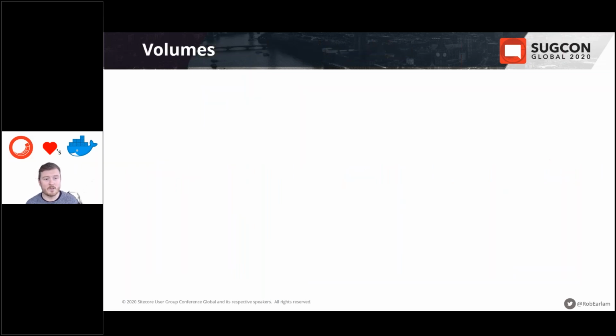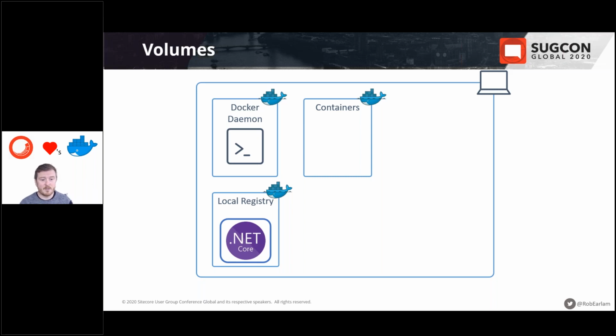And the next one's volumes. This is a really powerful feature in Docker. So let's say I've built this custom .NET Core application, and I'm going to create a container based on it. This is running, I'm perfectly happy with it. If I make changes to the C# code, that's a compiled language. So I know that I need to rebuild that image. I need to rebuild the container to get those changes, to be able to view them and interact with them.